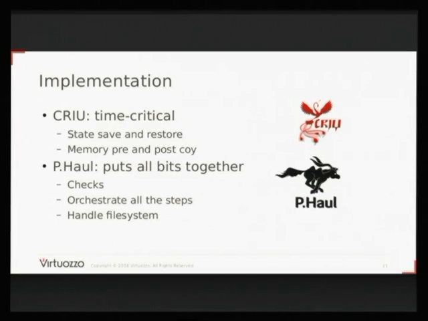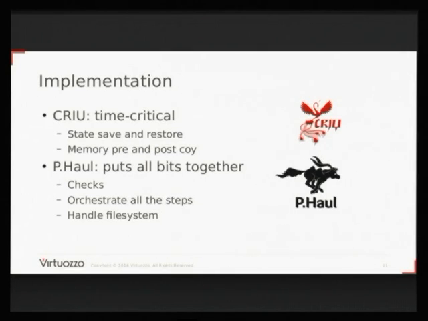But that's only saving the state and restoring the state. To properly synchronize all this stuff, to handle iterations for pre-copying and setting up connections between the source node and destination one, we have a sister project called P.Haul. Right now, basically, it's just a Python script that performs all the necessary pre-checks before live migration and then calls CRIU to start pre-copying the memory, saving the state, copies it over the wire, restores, and probably sets up memory post-copy, again using CRIU.